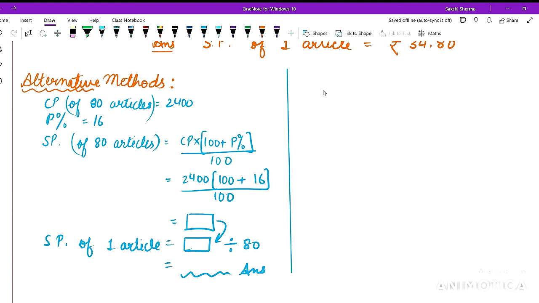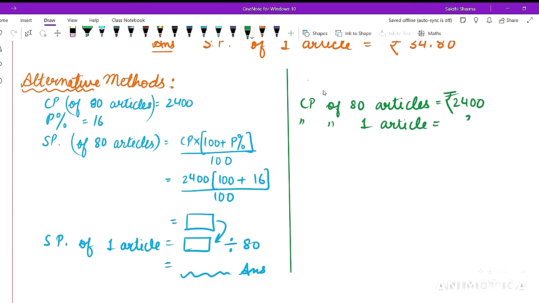The same question can be done in another way. Start with the CP of 80 articles. From here you can find out the CP of one article. That comes out to be 30 rupees. You can show the division. I think that will be better. So this will be 2400 divided by 80. Cost of one article will be 30 rupees.